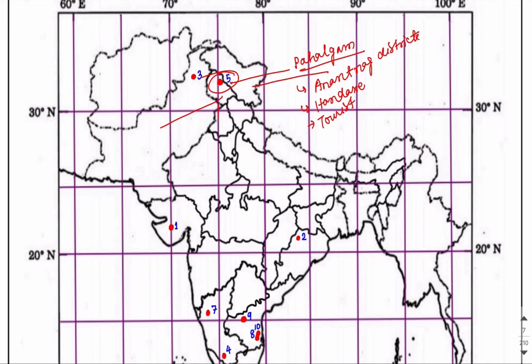Although the hand axes are found, in Jammu and Kashmir, due to the cold climate, the Paleolithic tools do not survive for longer periods. So we cannot find the Paleolithic tools in abundance due to the cold climate. So that is all about Pahalgam.